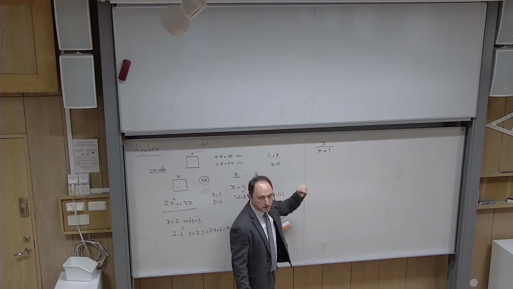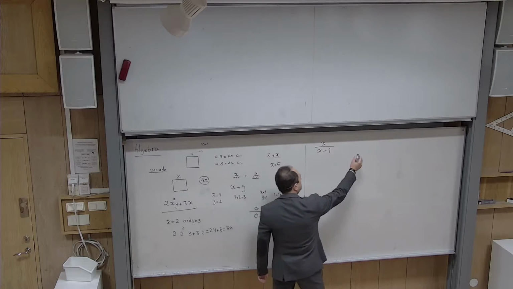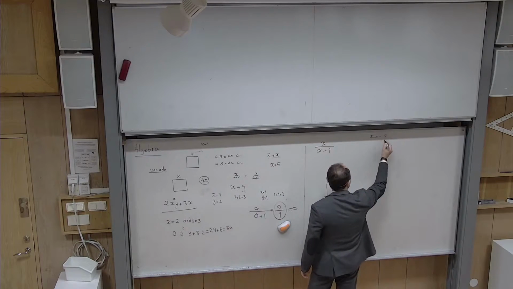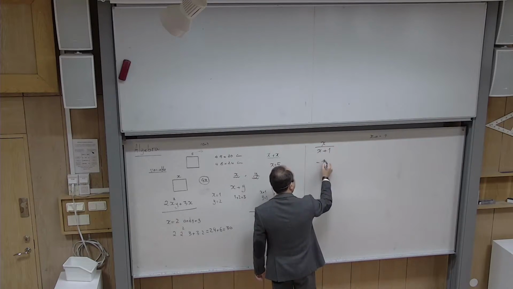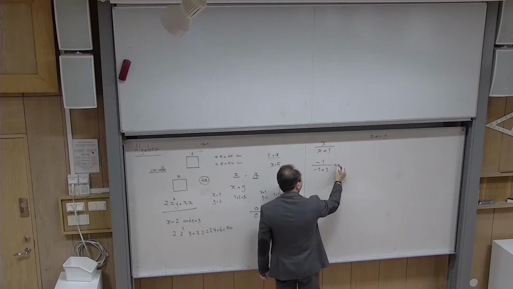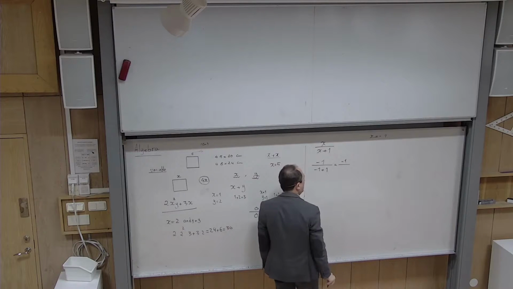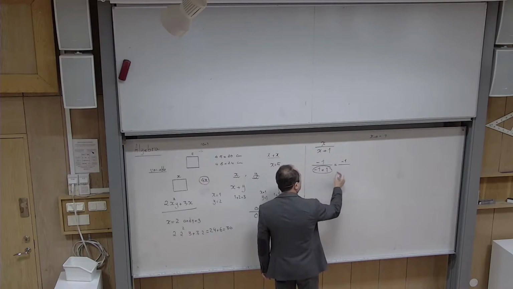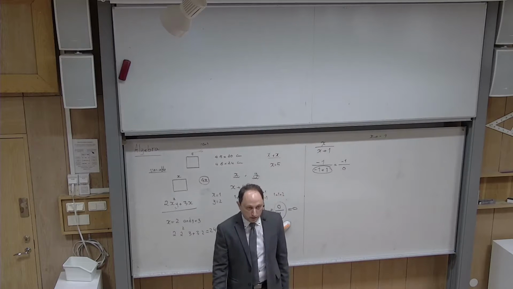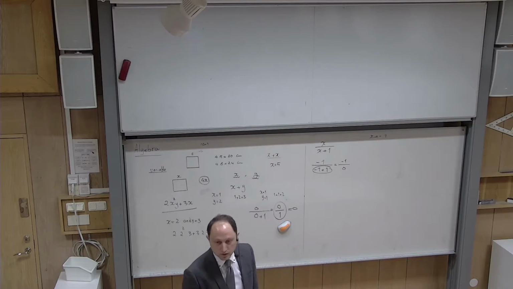The denominator becomes 0. So if I say x is equal to minus 1, you need to replace x with minus 1, every appearance of x with minus 1, and then you are immediately in trouble. Because what is the value here? 0. And you know that minus 1 divided by 0, division by 0 is forbidden, so it's not defined.